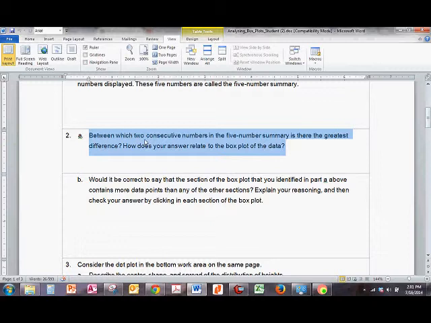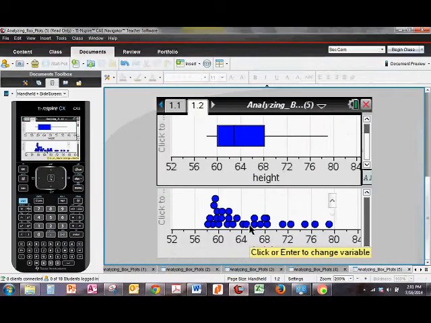So, okay, let's take a look. Consecutive means that they're one right after the other. So where are we seeing the biggest gap between 2 points? So here's one gap, here's another gap, here's another gap, and here's the last gap. So which of those is the largest? And so basically what we're looking for is which one has the biggest.